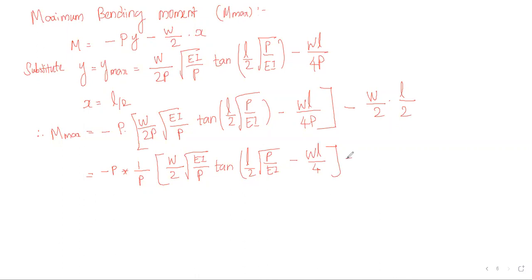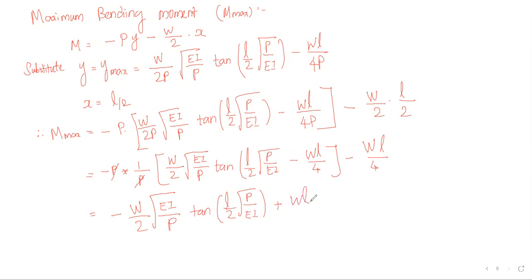WL by 4 minus WL by 4. Now, the equation becomes, PP get cancelled. Okay, now if I'm going to multiply this minus W by 2 into root under EA by P into tan L by 2 into root under P by EA, plus WL by 4 minus WL by 4 gets cancelled. Therefore, M max is equal to minus W by 2 into root under EA by P into tan L by 2 into root P by EA.